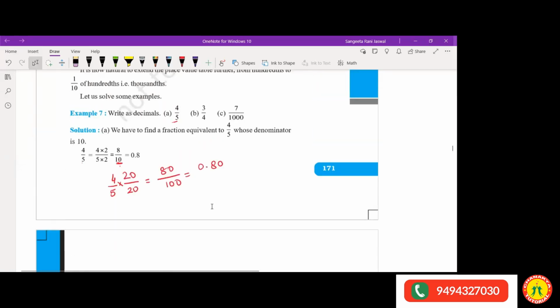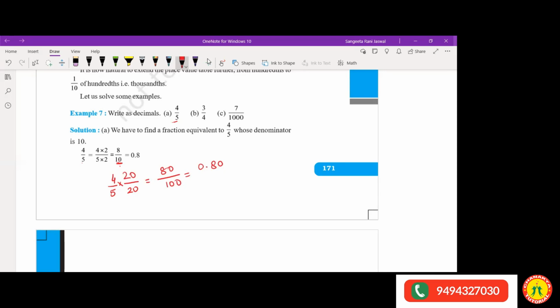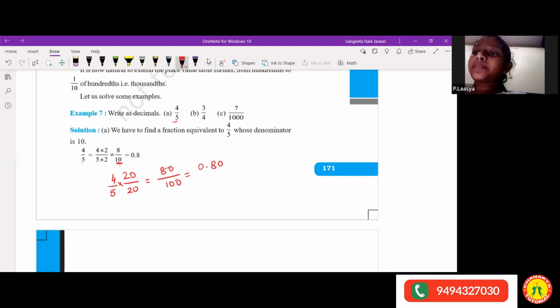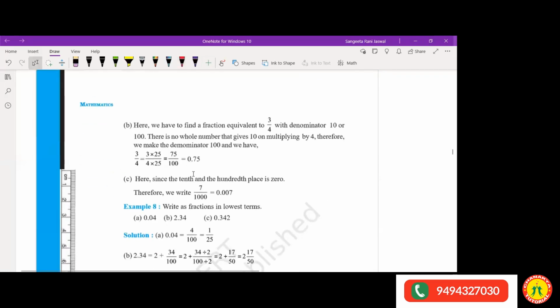Okay. Similarly, you have 3 by 4 here. So what will you do in case of 3 by 4? What will you multiply this with? We can multiply with 5. If we multiply with 5, the denominator becomes 20, so 15 by 20, and 15 by 20 into 5 by 5, we will get 75 by 100. Very nice.